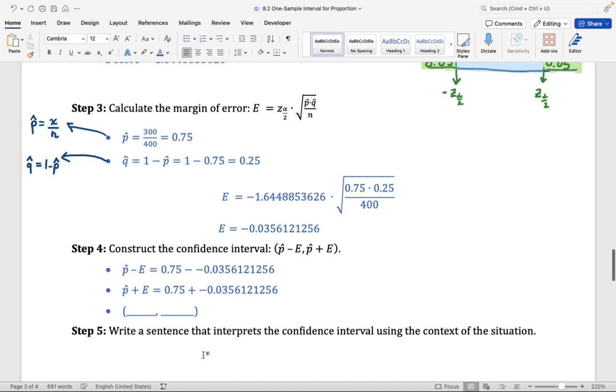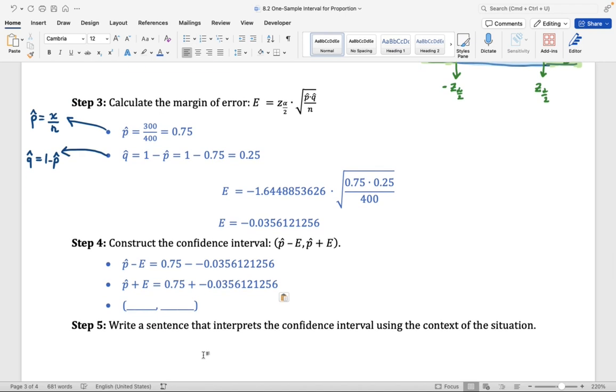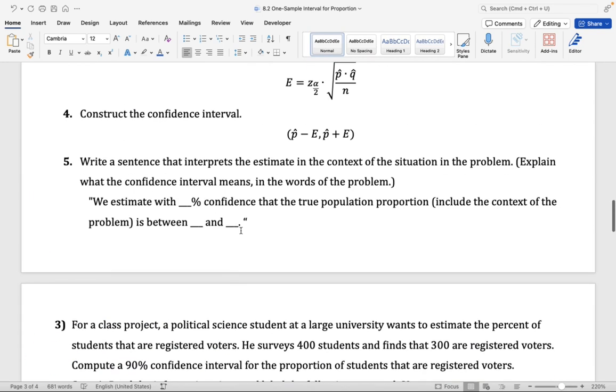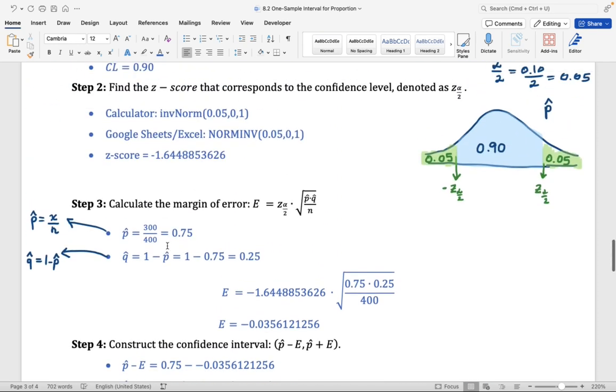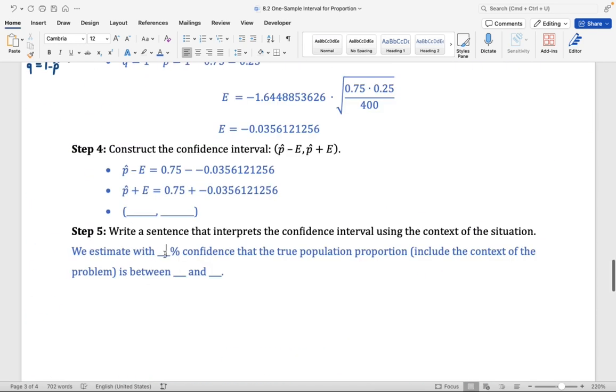Now, once you have the confidence interval, you should be able to write a sentence to interpret the confidence interval. Here, I'm going to go ahead and copy the sentence that we had above. I want to show you how you can reuse this sentence for different problems. Here, we're going to say that we estimate with, what's our confidence level? Our confidence level is 90. So we're saying we estimate with 90% confidence that the true population proportion is between, and I don't have the values here because you're going to be computing those values above. So you can enter those values once you're done computing the confidence interval.